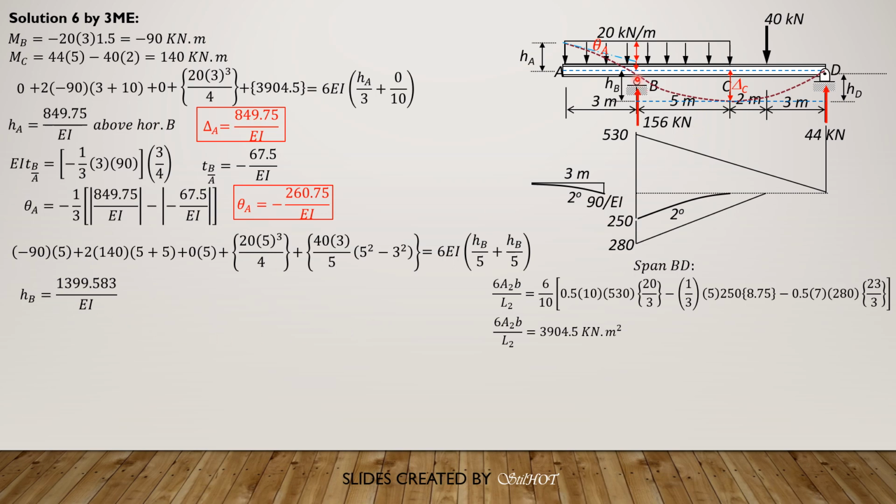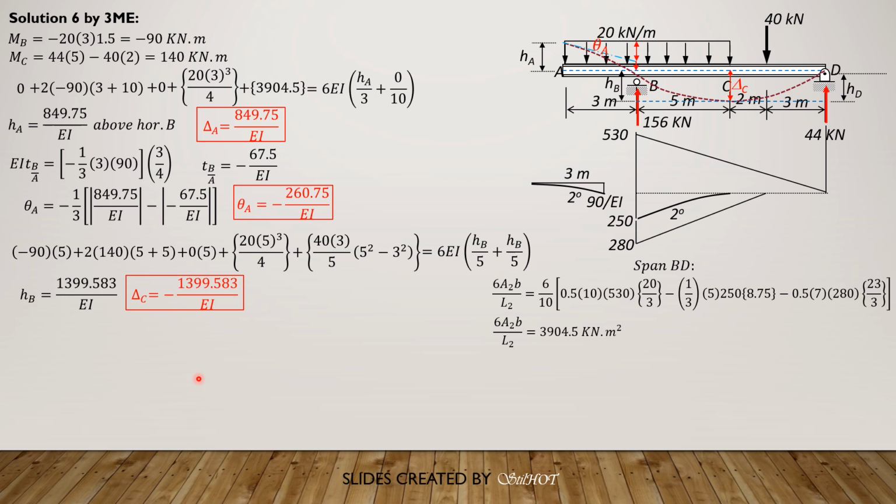It means that both B and D are above the horizontal line through C. But we are computing delta C, which is referred from the horizontal x-axis. So therefore, delta C is negative, and it is the negative of this value. So delta C is negative 1399.583 over EI, and that's the same as before.